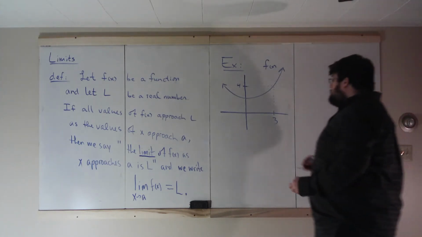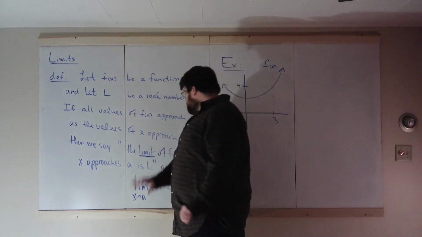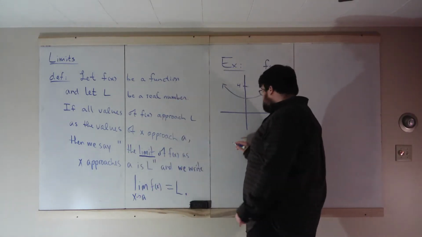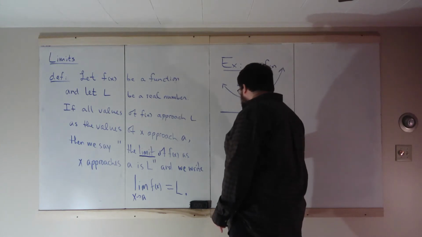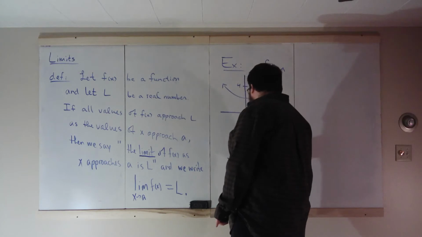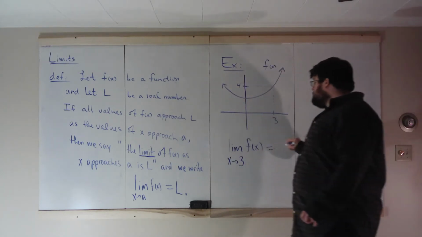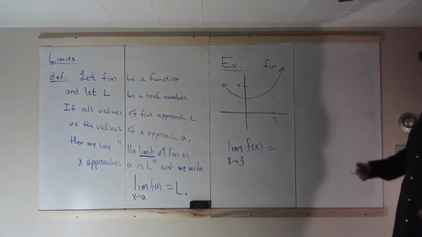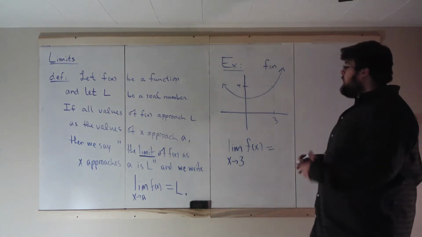And here, we want the limit as x approaches some x value. The only x value we have here is 3. So let's find, if it exists, the limit as x approaches 3 of f of x. Now, I marked off 4, so you might think the answer is definitely going to be 4. It will be. But why?